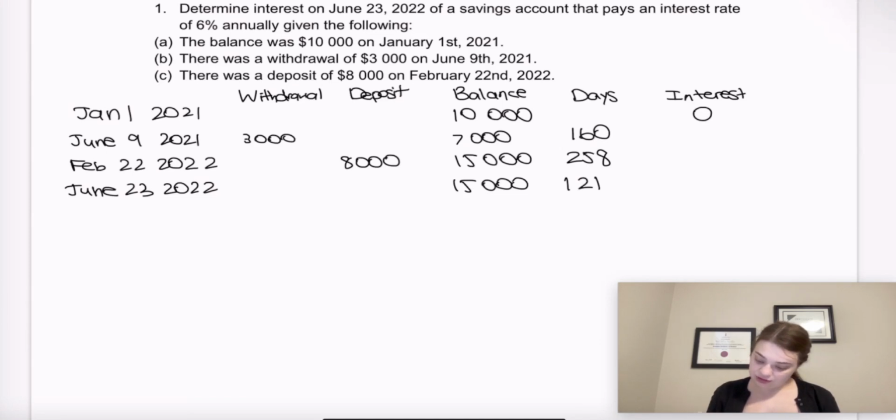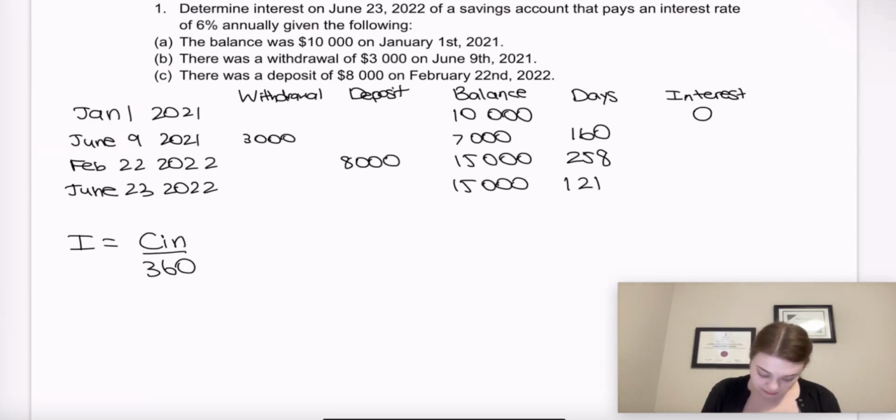To calculate the interest for the time period between January 1st and June 9th, we need to use I = CIN over 360. Now, a lot of people would ask, how come it's 360 rather than 365? That's basically just a simplification, also known as a banker's year. Often 360 is used rather than 365.